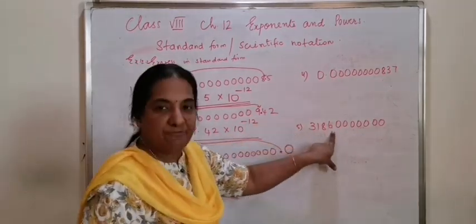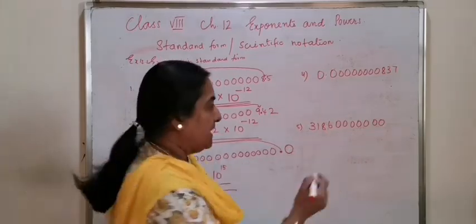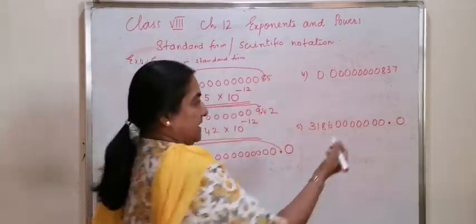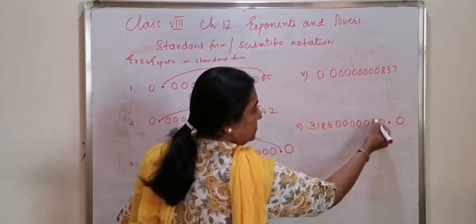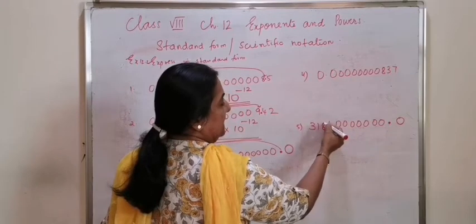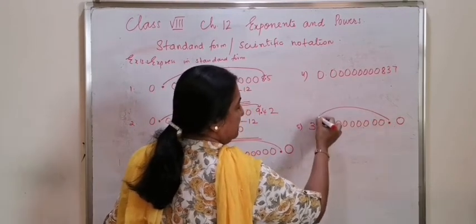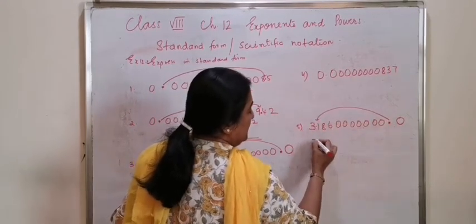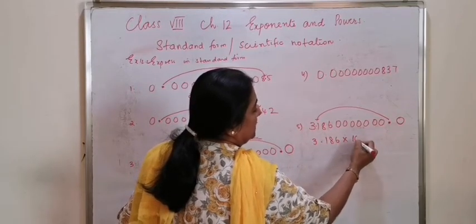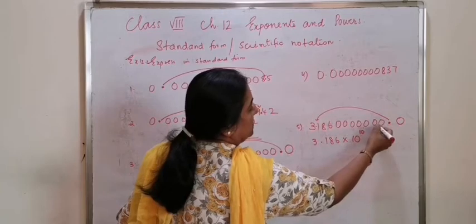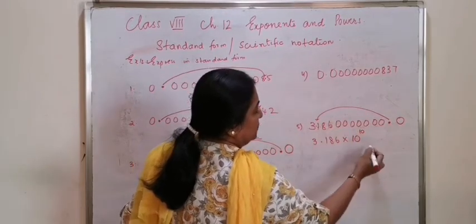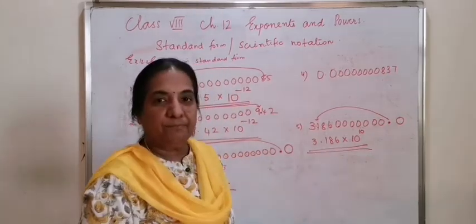Similarly, you can see number 5. It's a big number. You place the decimal point like that. It has to get shifted 1, 2, 3, 4, 5, 6, 7, 8, 9, 10 places to the left. That is 3.186 into 10 to the power of 10. 1, 2, 3, 4, 5, 6, 7, 8, 9, 10. 10 to the power of 10.